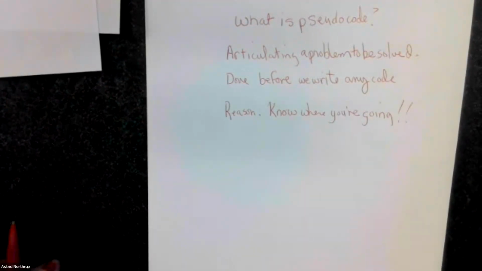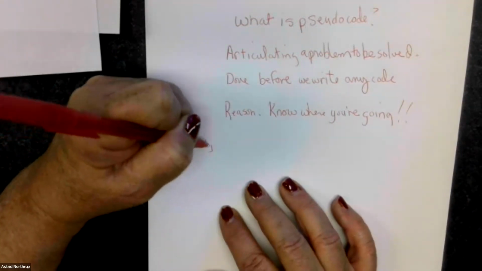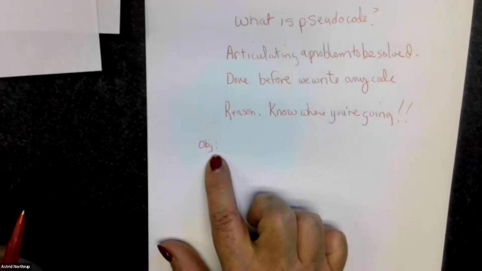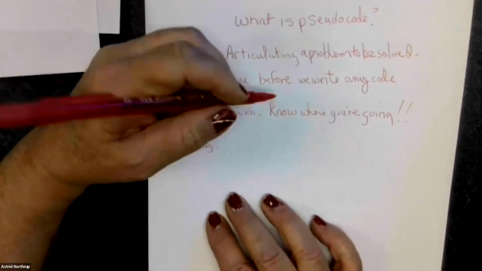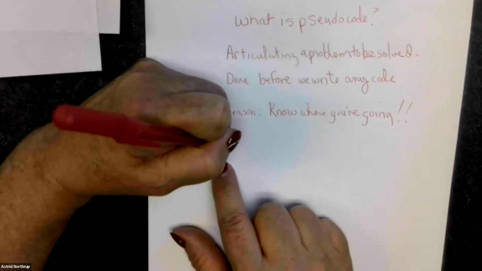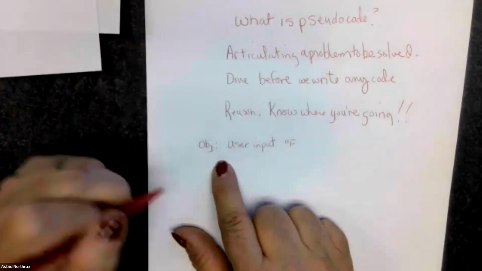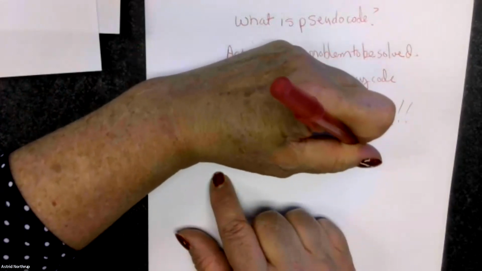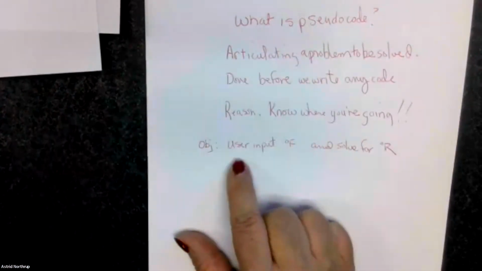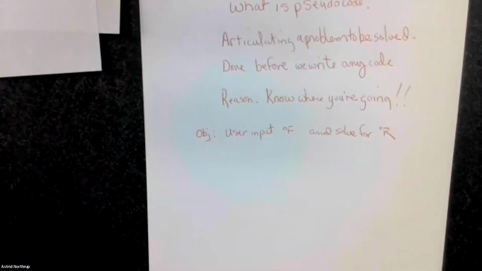Okay, so let's talk about, I'm just going to do this. This is what I want, my objective. And this is like a tiny wee little piece of our code from what we're doing. Okay, the objective that I want is to have a user input degrees Fahrenheit and solve for degrees Rankine. So you can see this is like a little slice of what we're going to be doing with the code.